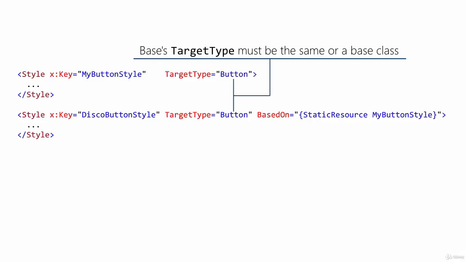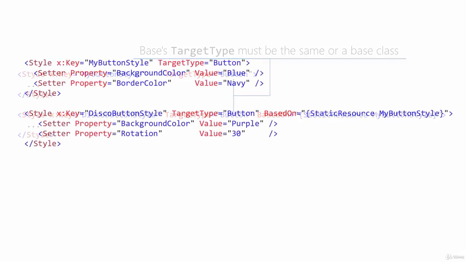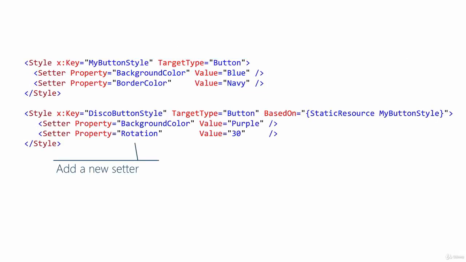A derived style will typically want to modify its base. It can extend its base by adding a new setter that did not appear in the base, and it can customize the base behavior by including a setter for the same property as a setter in its base. The setter in the derived style overrides the one in the base.